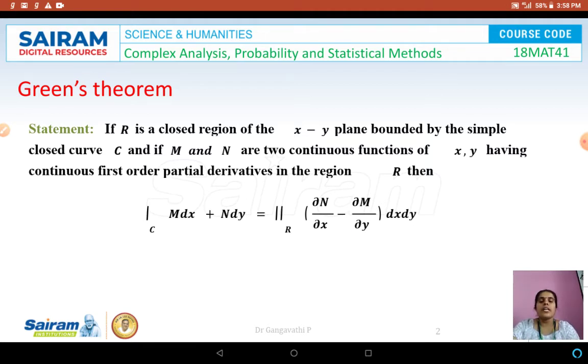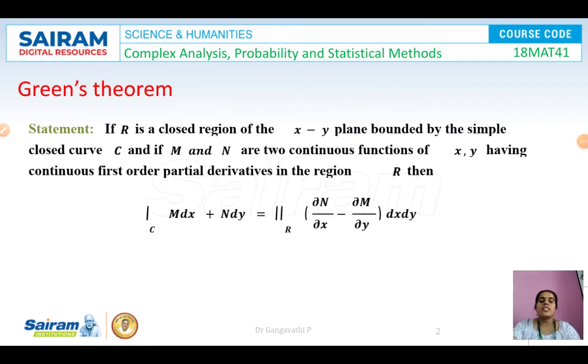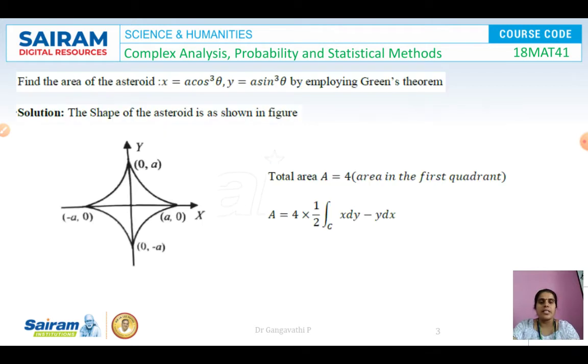So you can remember: the integral over C of M dx plus N dy is equal to the double integral over R of (∂N/∂x minus ∂M/∂y) dx dy. The advantage of Green's theorem is that this was a line integral and it is getting converted to a double integral, that is, a surface integral. So with the examples, let us observe.